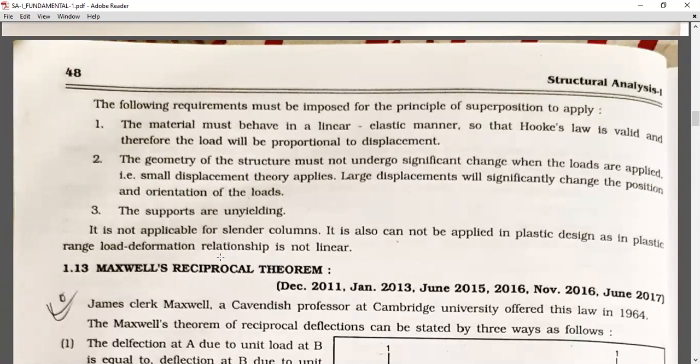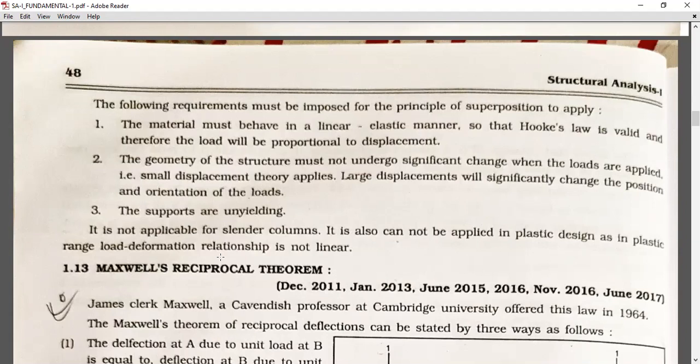The matrix must behave in a linear elastic manner so that Hooke's law is valid and therefore the load will be proportional to displacement. If a load acts at one point, it has some effect on the other points as well, which is what is being said here.